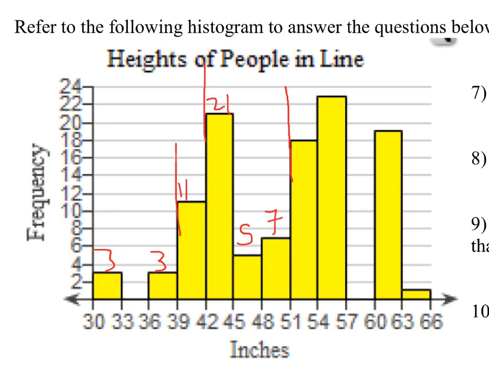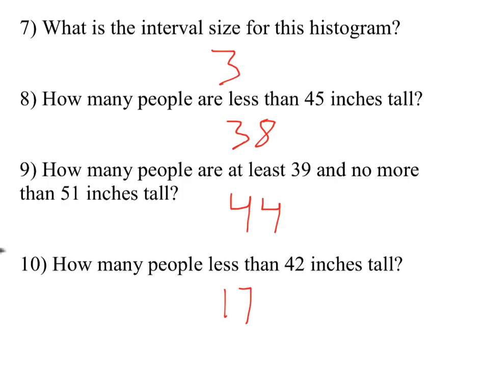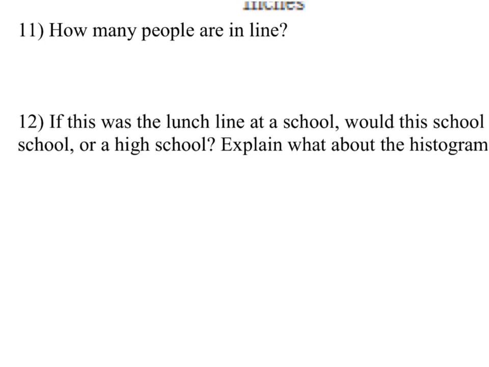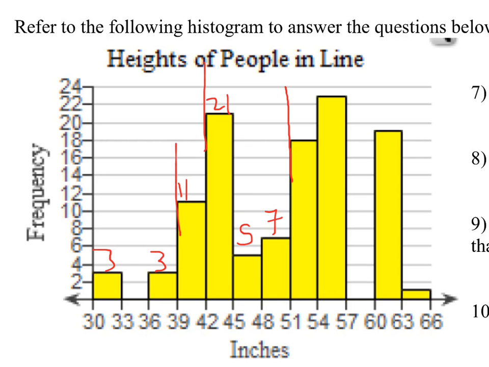And then how many people less than 42 inches tall? Well, 42 is here. The number less than that, you got 11 plus 3 plus 3, 6 plus 11, which is 17. And then the next one, how many people are in line? Well, we already got a bunch of these. The next one, we have 18 people there, and then 23 people there, 19 people in that section, and then one person in that section, and then you have to add those up.